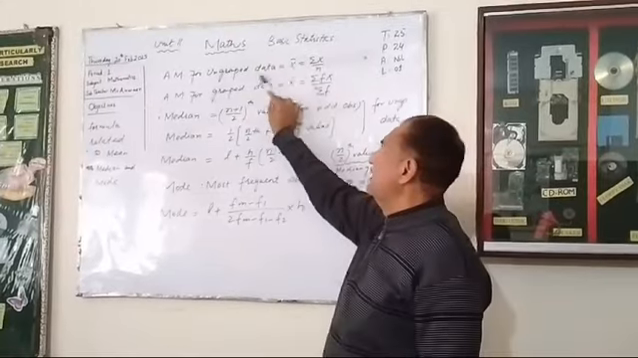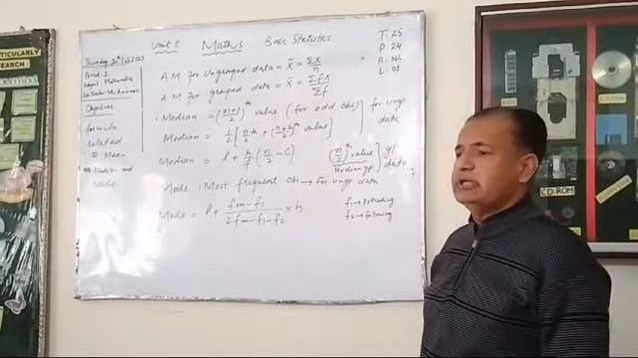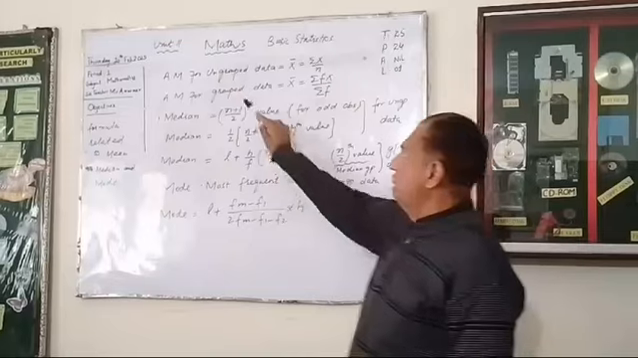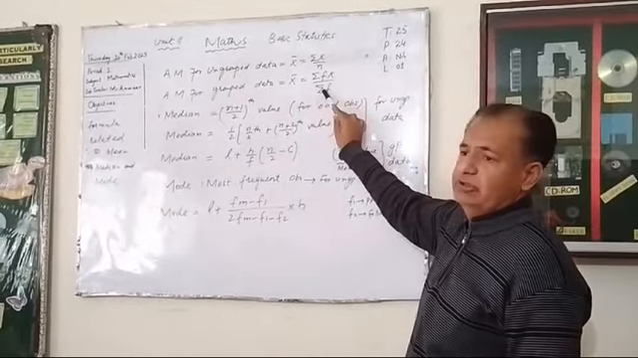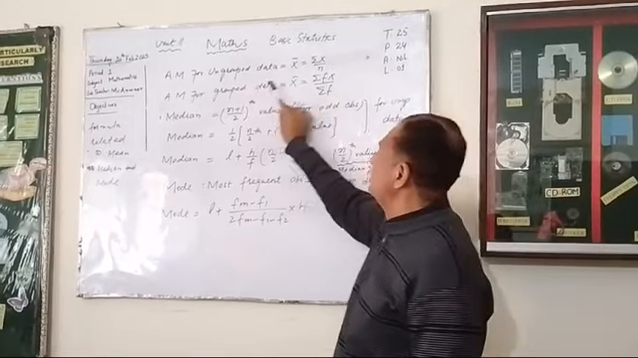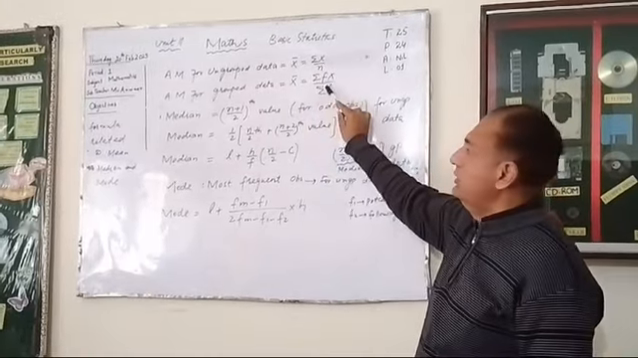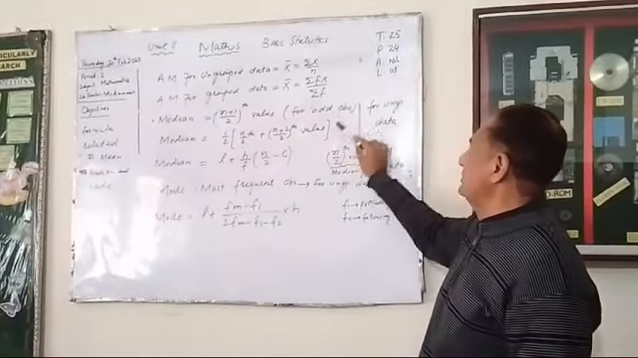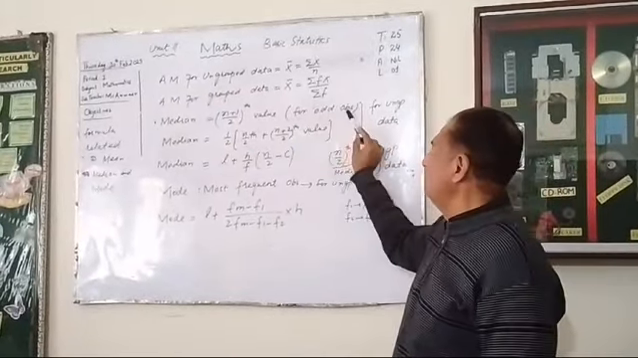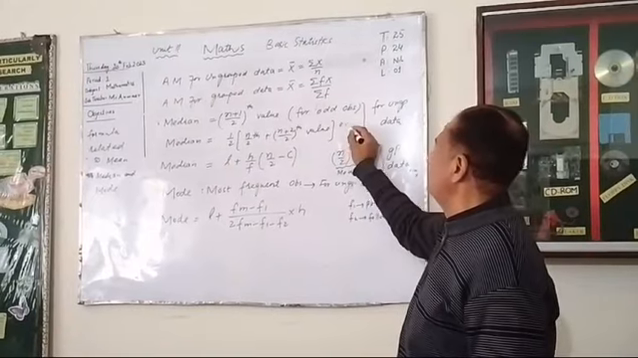For ungrouped data, you can use the formula x bar equal to summation x by n, and for grouped data you can utilize the formula summation fx over summation f. For grouped data you have frequency given, and if you are going to find the median, we have two kinds of formulas: median for odd observation and median for even observation.